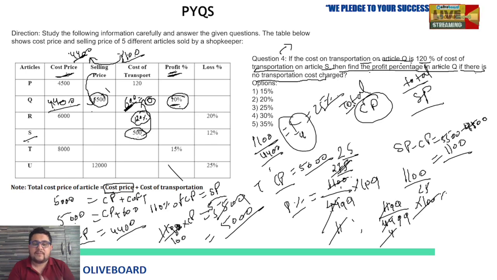So I told you many ways for calculation. It's up to you what you follow. But if your calculation is good, then you can directly see 1,100 by 4,400 is just 1/4. So your profit is going to be 25% when there is no transportation cost charged for article Q.